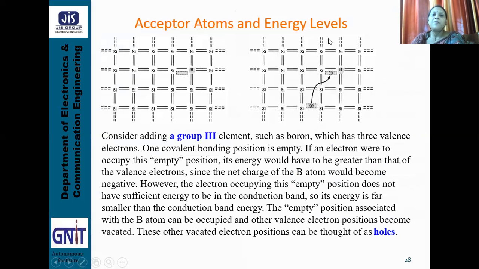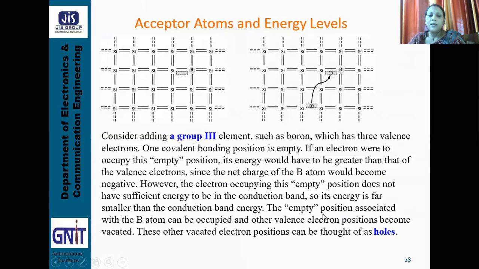Similarly, for an acceptor atom, if we put boron in the silicon crystal, boron is a group 3 element. This is an acceptor atom because it is ready to accept electrons. That's why this is called an acceptor atom.